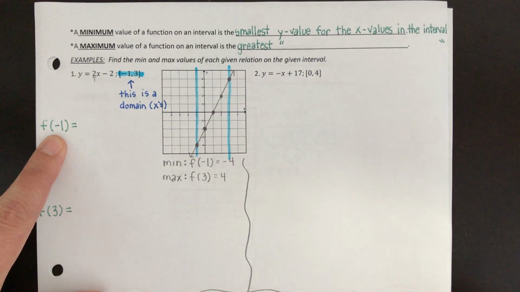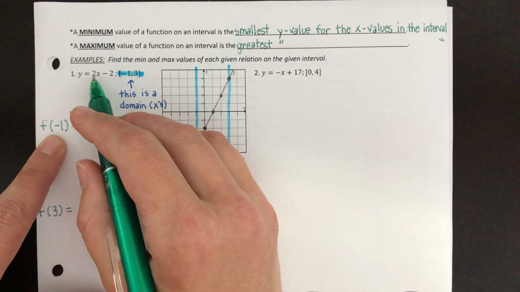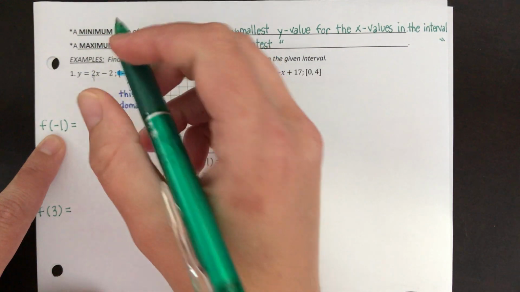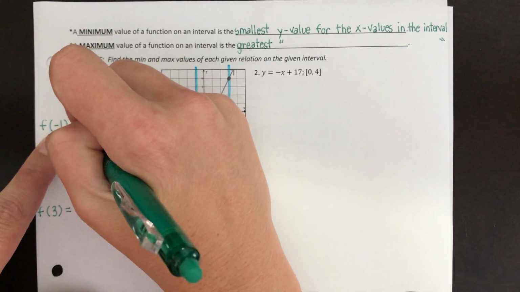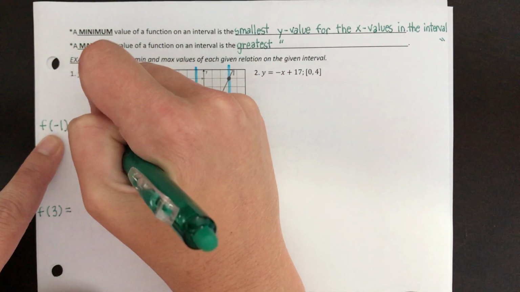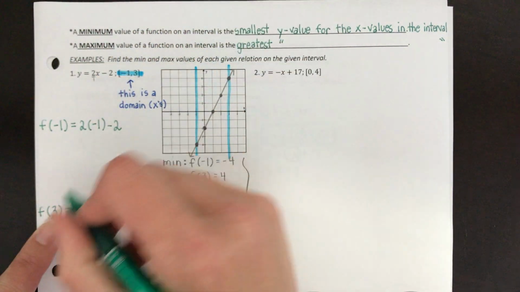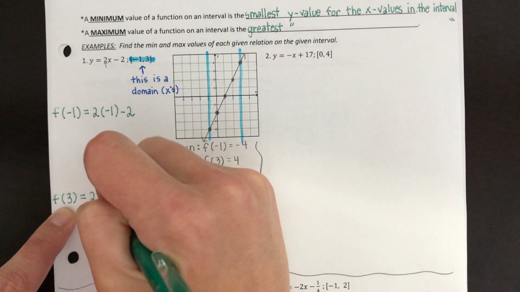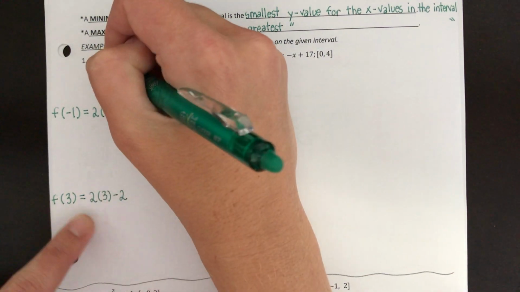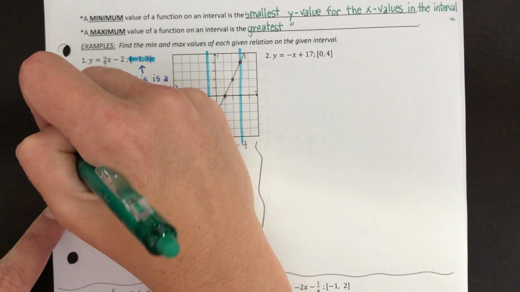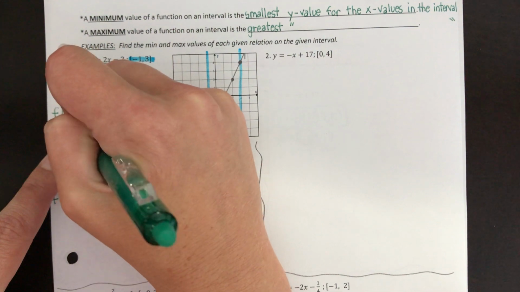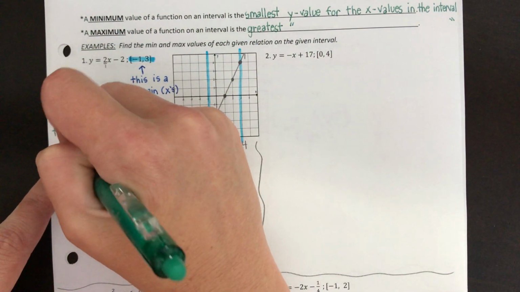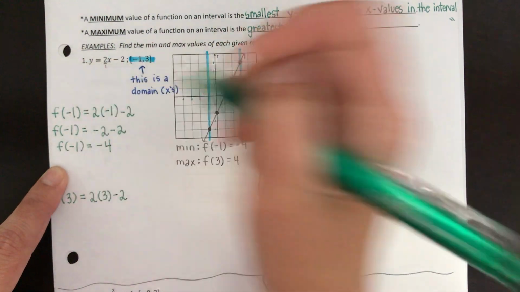So let's go ahead and algebraically compute f of negative 1. Remember, we can really rewrite this as f of x equals. So f of negative 1 equals 2, where I see x, plug in negative 1, minus 2. And for f of 3, I would have 2 times 3 minus 2 when I plug in 3 for x. So when I do this math, f of negative 1 equals negative 2 minus 2. So f of negative 1 equals negative 4.